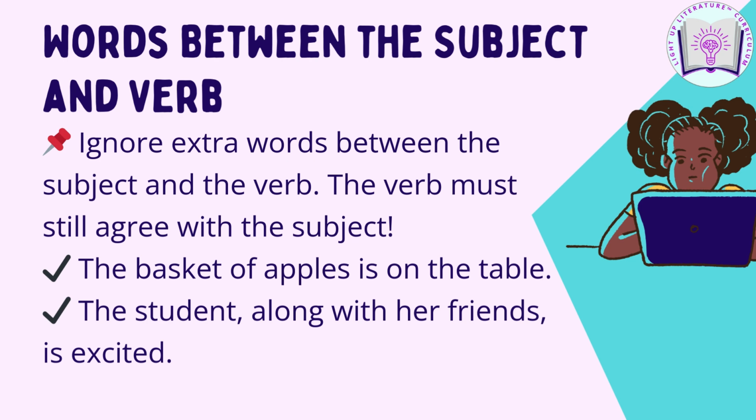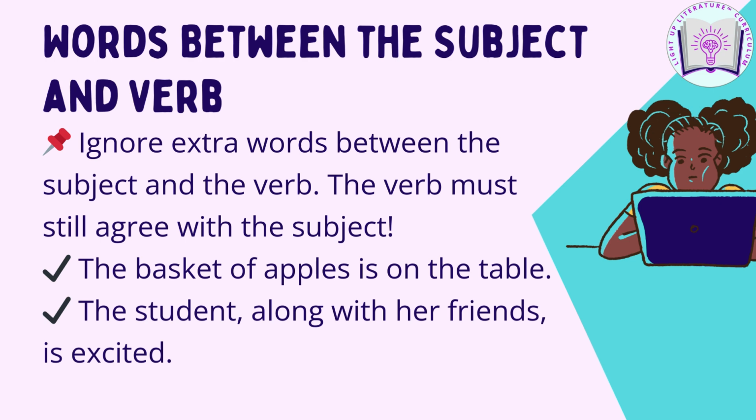Words that come between the subject and the verb, for the most part, we're going to ignore them. We're going to ignore them because they don't matter. If we have a subject that's not an indefinite, which we'll cover soon, you're going to use that. So, our example, the basket of apples is on the table. Well, basket is our subject. Of apples is our distractor. So, the basket is on the table. Basket is singular, is our singular verb.